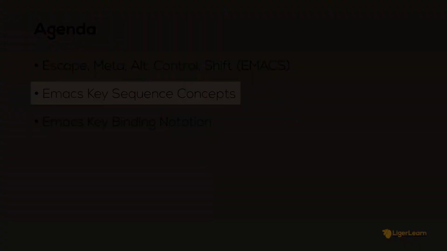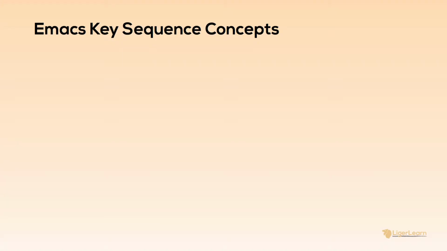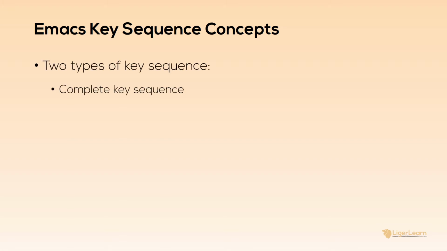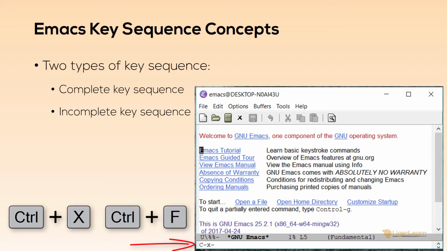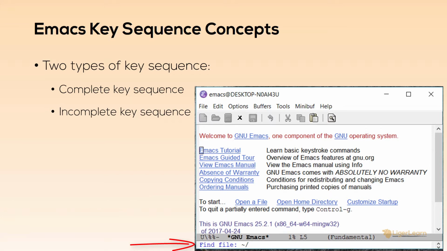Before we move any further, it's important that we understand some concepts about key sequences in Emacs. There are 2 types of key sequence: a complete key sequence and an incomplete key sequence. A complete key sequence invokes a command. For example, the complete key sequence Ctrl+X, Ctrl+F invokes the command find file.